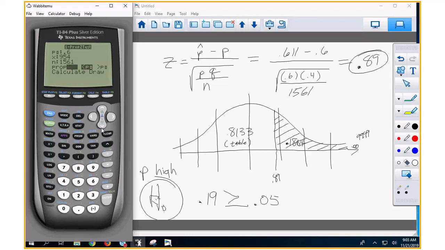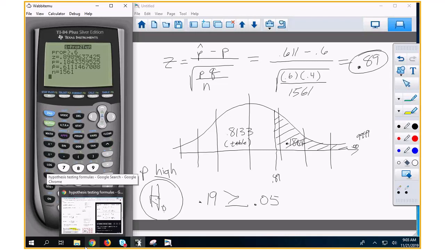And what do we want? Less than or greater than? And calculate. It's a miracle. And look, you don't even have to do anything. It gives you the p-value, the second one right there. 18 cents.